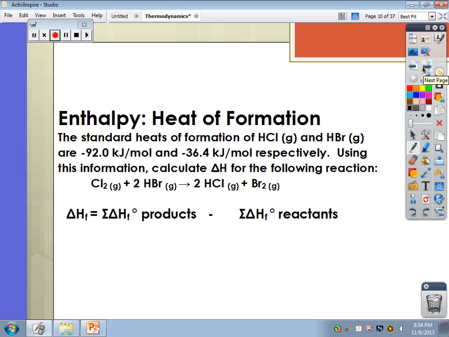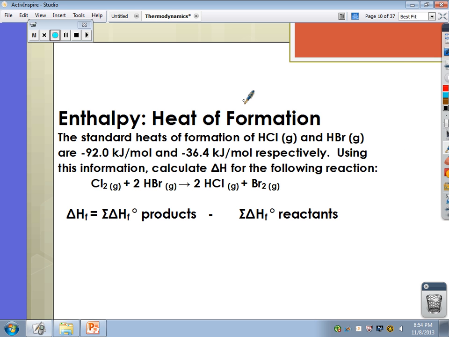Now, what if you have this situation where you have a heat of formation? Heat of formation is how much energy, how much heat it takes to form hydrogen chloride, hydrogen bromide, or bromine, or chlorine. If you notice in my problem, it tells me the standard heats of formation that they've looked up on a table, but it doesn't tell me the standard heat of formation for bromine or chlorine. And guess what? I don't need to include them. And the reason why I don't is because the heat of formation for an element is 0.